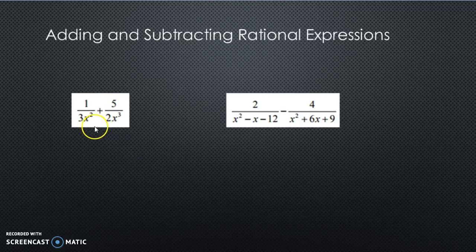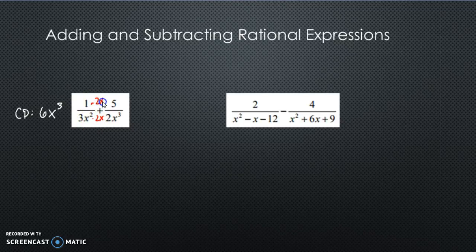Right? So for the first one, if I start by looking just at my numbers, I have a 3 and a 2. The number that both 3 and 2 go into is going to be 6. So my common denominator's got to have a 6 in it. And then I have x squared and x cubed. Well, the bigger variable is x cubed, so that means that my common denominator is going to be 6x cubed. To take 3x squared and get 6x cubed, I've got to multiply by 2x.